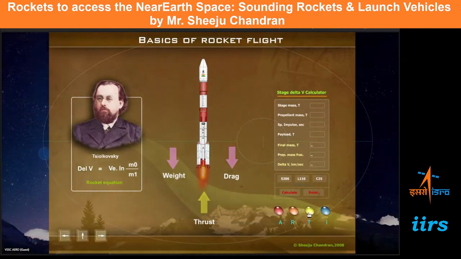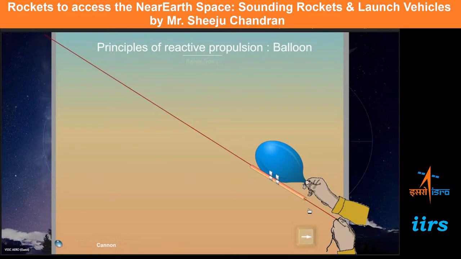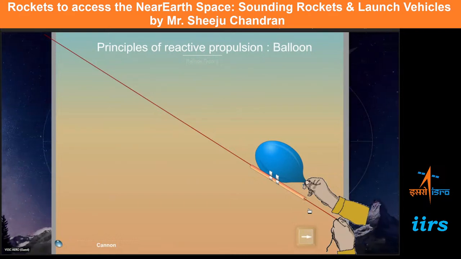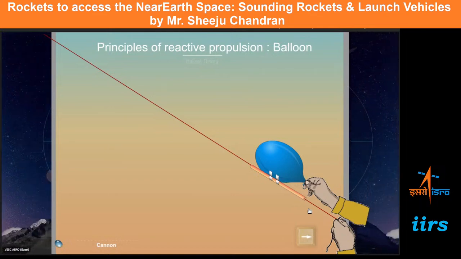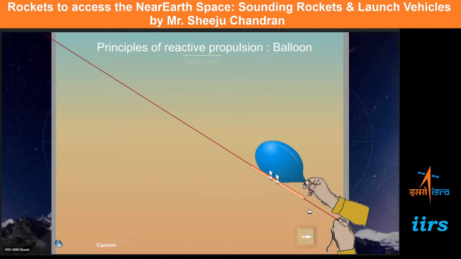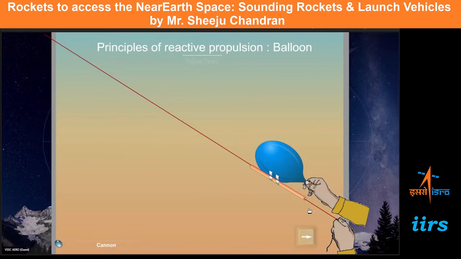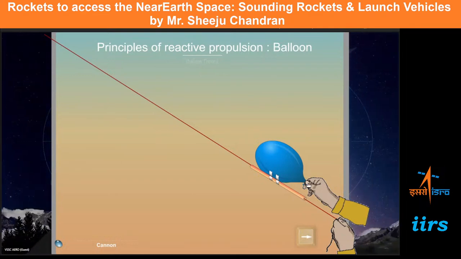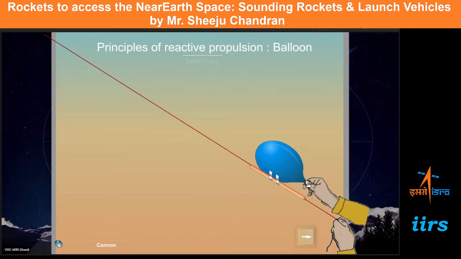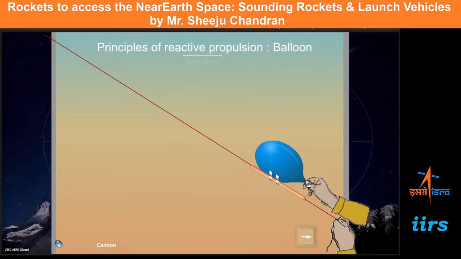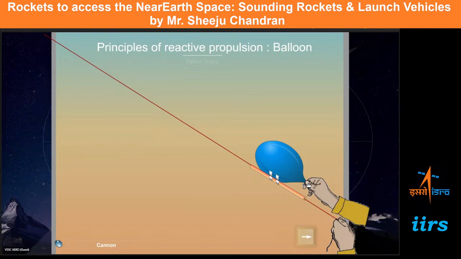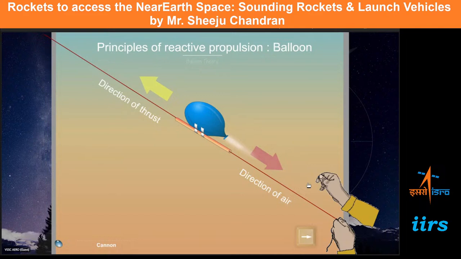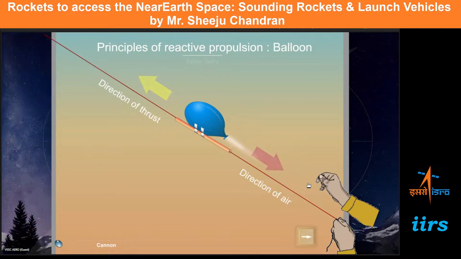We all know what reactive propulsion is, but let us see a simple experiment. In the picture, you can see a person holding a balloon. He is covering the nozzle of the balloon, the tip of the balloon, so that the entire air at a particular pressure is inside. Just imagine what will happen if he removes his hand or loosens his fingers. The air will escape, and then the balloon moves in this direction. This is very intuitive, right?